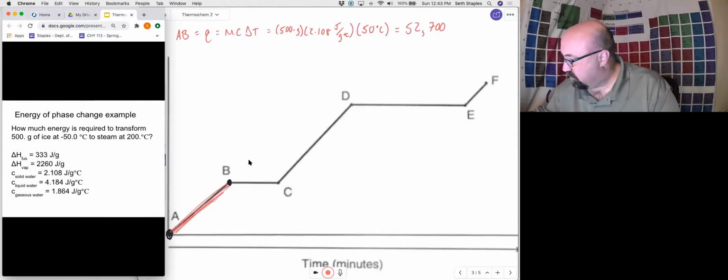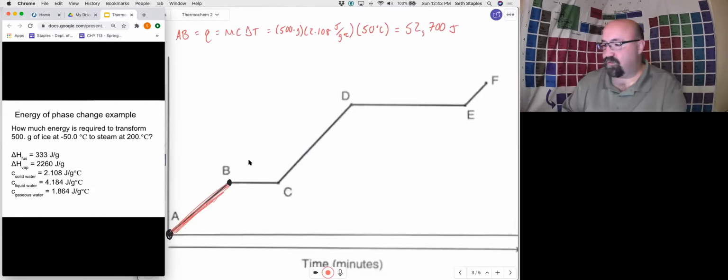For a value of 52,700 joules. So that's from A to B. Next, going from B to C.